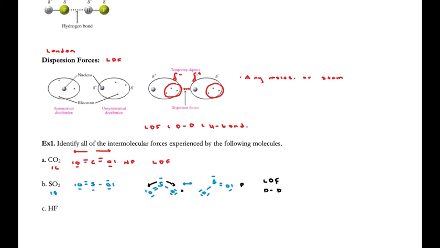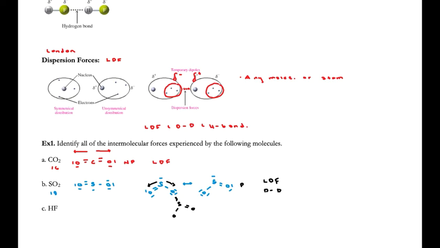But then it also can experience dipole-dipole forces because it is a polar molecule. Oxygen will be partially negatively charged, sulfur will be partially positively charged. So if another molecule comes up like that, the partial positive charge on sulfur will be attracted to the partial negative on oxygen. So it has dipole-dipole forces. It does not have hydrogen bonding, however, because it has no hydrogen.